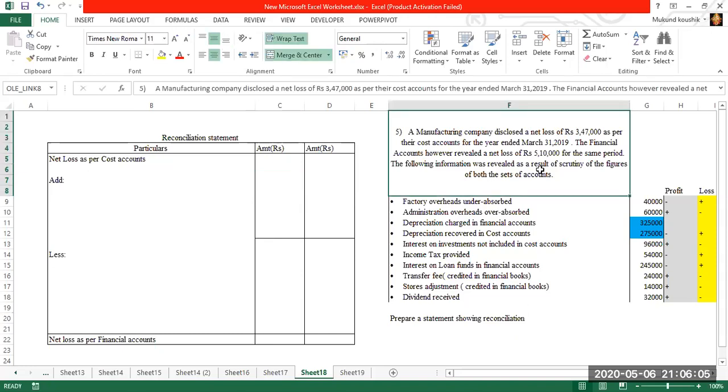Now all the previous problems whatever we have solved, we used to get profit as per cost accounting and profit as per financial accounting, but here we have net loss instead of having net profit.